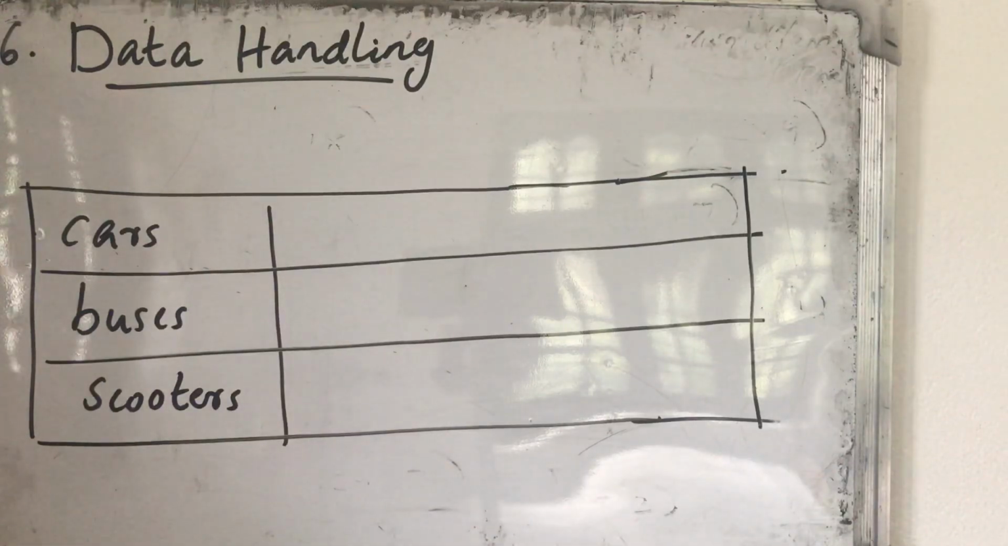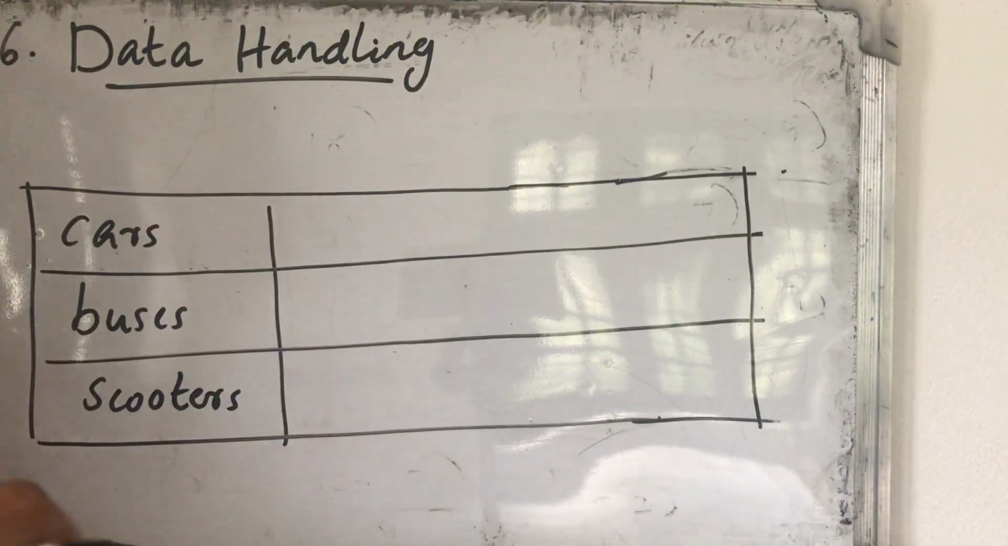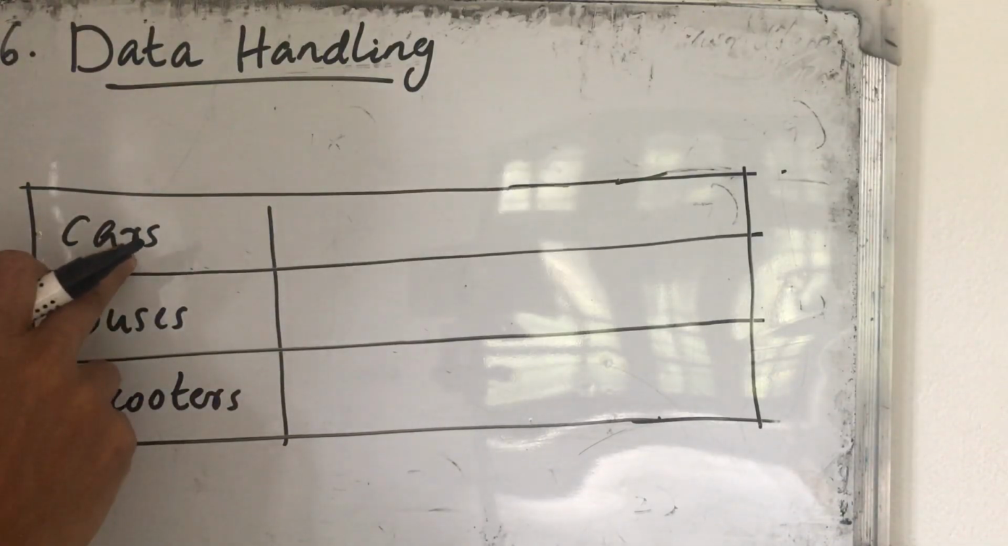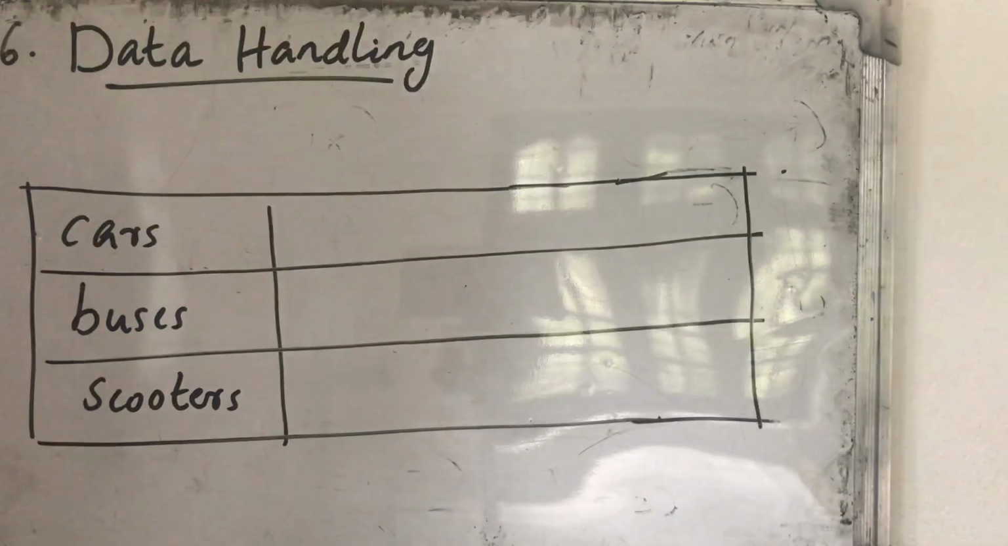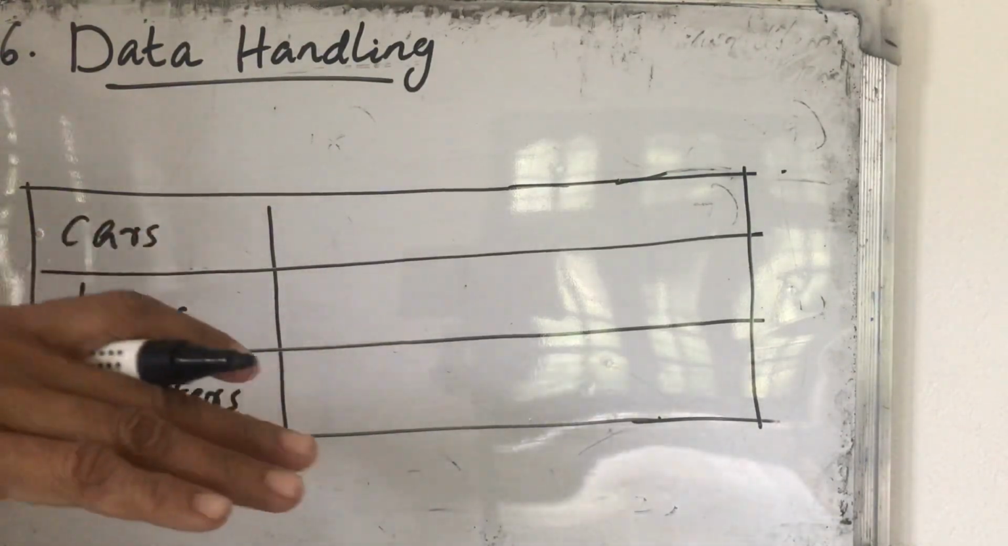Now, suppose one example. Through one example, you can make it clear. Suppose you want to know the number of different vehicles. So I selected three vehicles here: one is car, bus, and scooters. If we want to know how many cars, how many buses, how many scooters pass through the road in front of our gate.